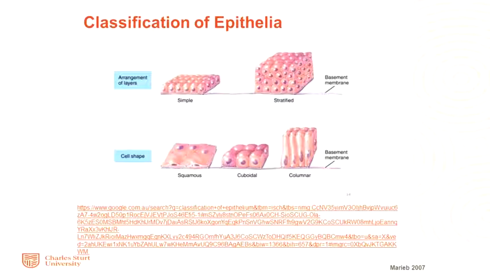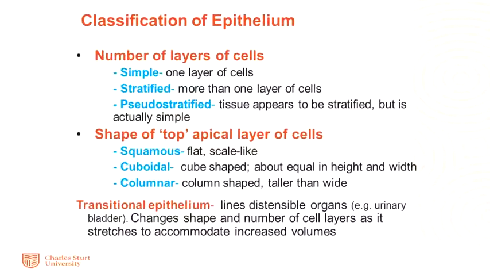So when we're classifying epithelium, it will have one of the words simple or stratified, and then one of these words to describe the cell shape, so squamous, cuboidal, or columnar. So you might have simple squamous, or you might have stratified squamous, or whatever. So we're going to go through all of these in a minute, but we're also going to talk a little bit about transitional epithelium as well.